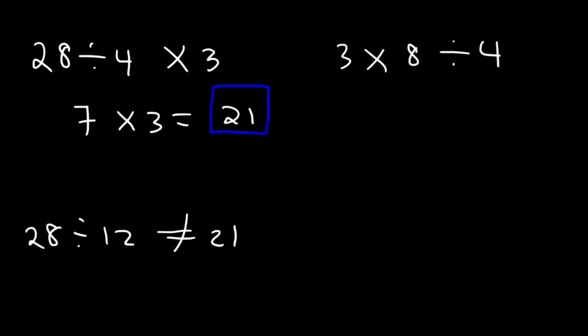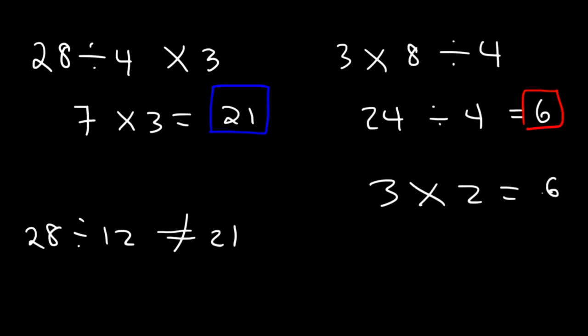Now in the second example, multiplication comes before division, so we can do it in any order. 3 times 8 is 24. 24 divided by 4 is 6. Now if we do it the other way, 8 divided by 4 is 2, and 3 times 2 is 6.